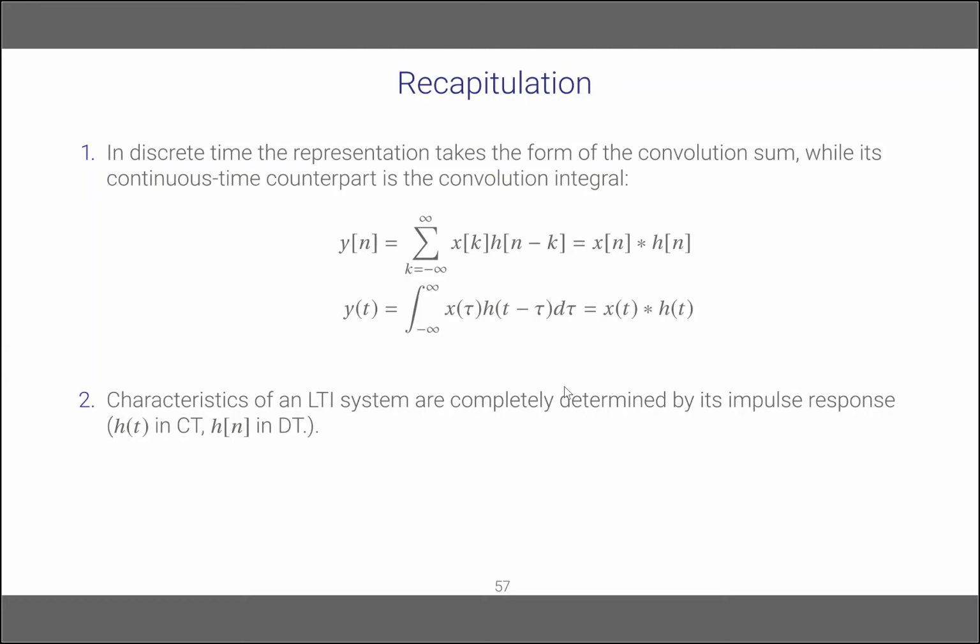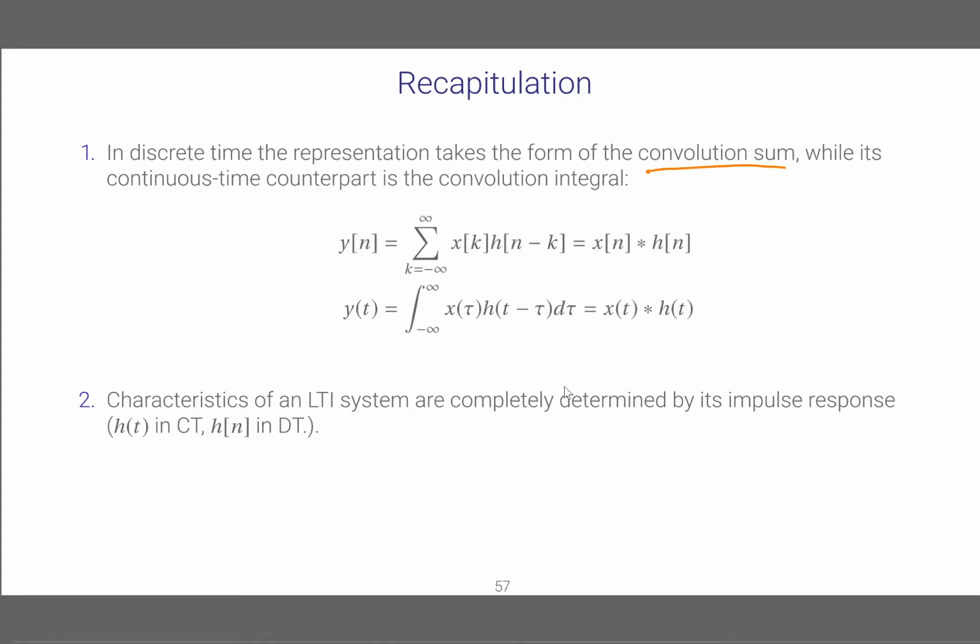So to recap, in discrete time, the representation takes the form of the convolution sum, while its continuous time counterpart is the convolution integral. So when you take the convolution sum to compute one value of y[n], we need to carry out an infinite summation over k, x[k] h[n minus k]. So you can see h[n minus k] is actually a time reversed and shifted version. So we denote that by x[n] asterisk h[n].